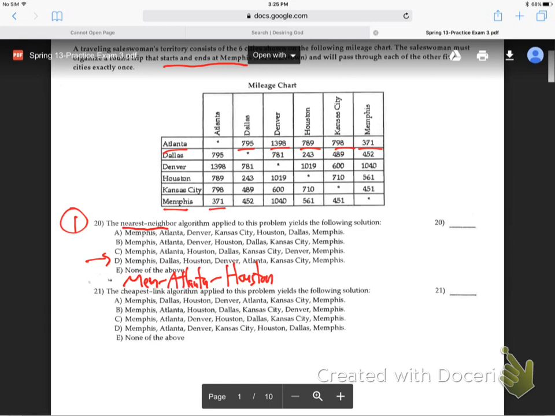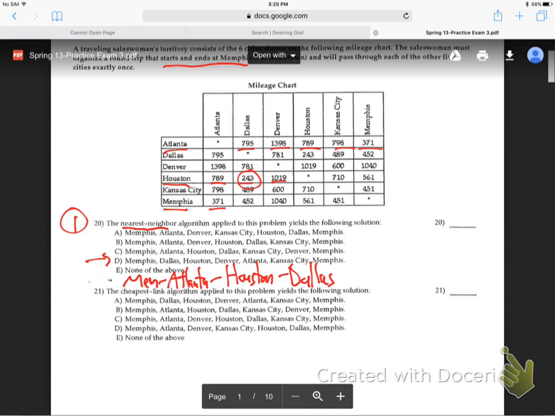Okay, now I'm at Houston. Let's look at the numbers for Houston. Closest one is for sure Dallas, 243. You don't even need to write down the numbers because we're not going to add them up and compare them. We're just doing it once, huh? Dallas, so that's 4 of them.